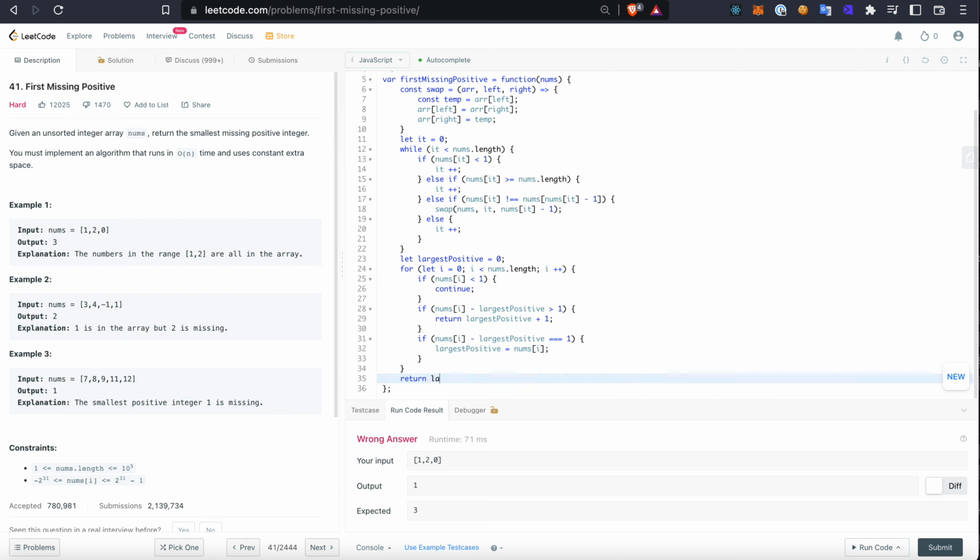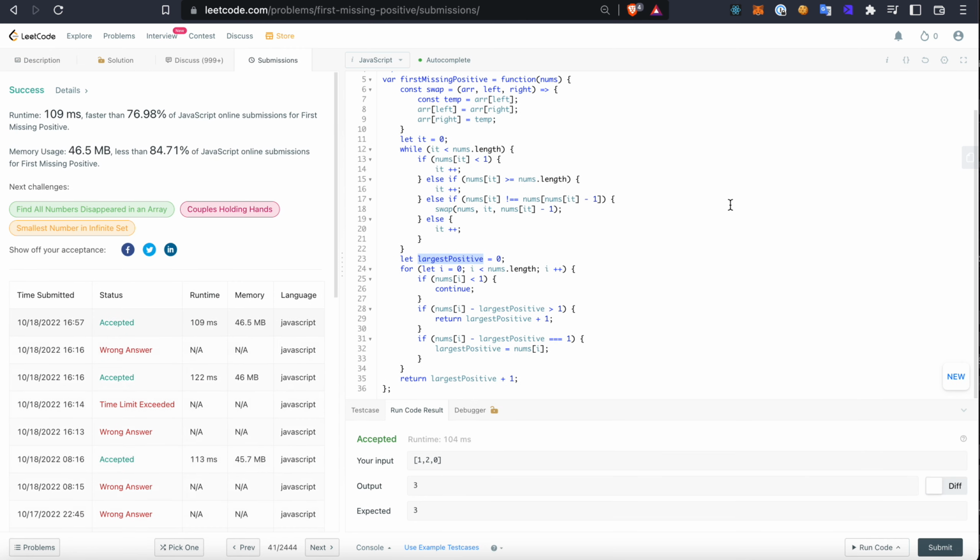And if that's all good, say you had 1, 2, 3, and we don't hit the end of this loop, we still have a largest positive number that was generated, and we just return that value plus 1. Let's submit that to see if we got it.